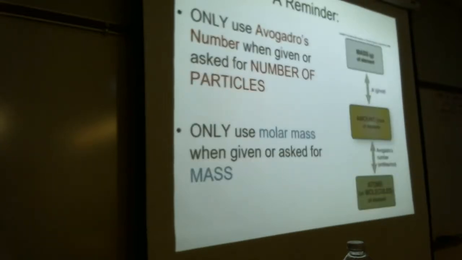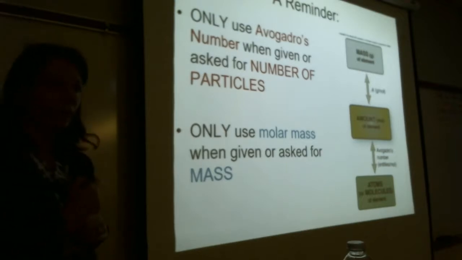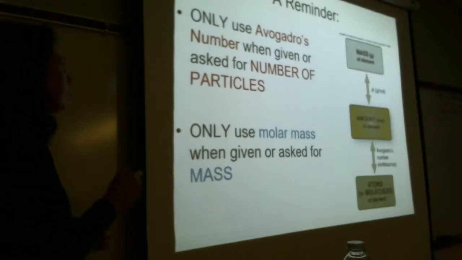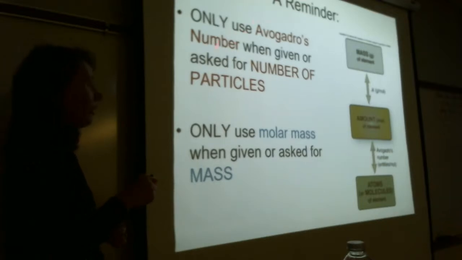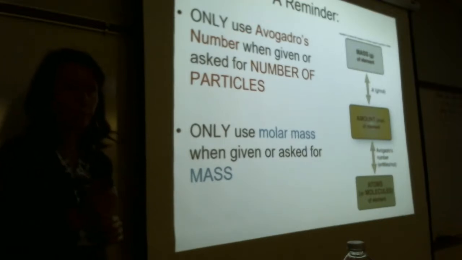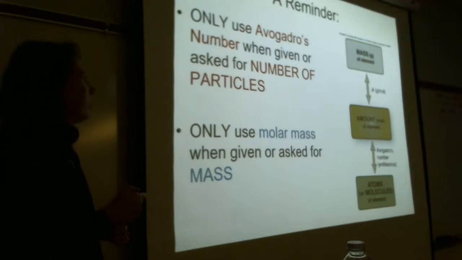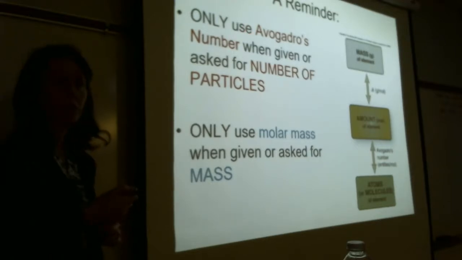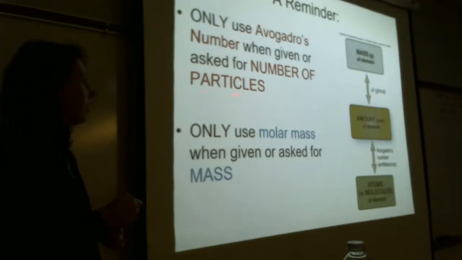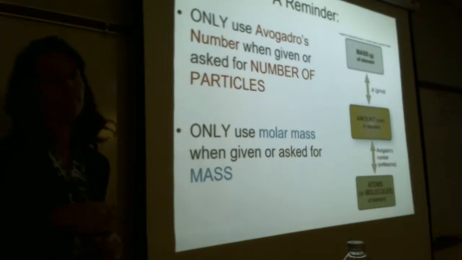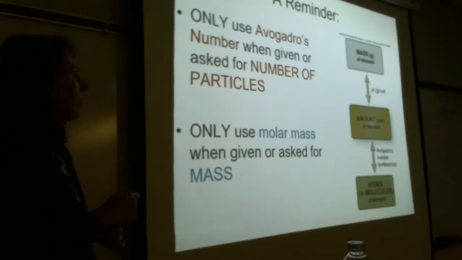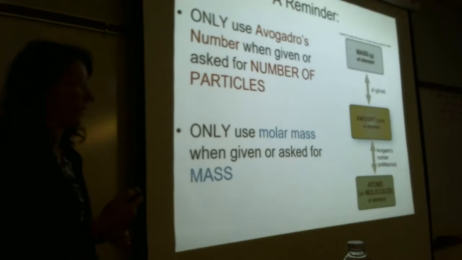All right, so just a reminder, because I see students do this a lot during stoichiometry calculations, and I want to make sure you don't do it. You never, ever, ever use Avogadro's number in stoichiometry, okay? Because Avogadro's number, 6.022 times 10 to the 23rd, is used to calculate number of particles, number of atoms, number of molecules, right? We're not going to be doing those kinds of things in stoichiometry calculations.